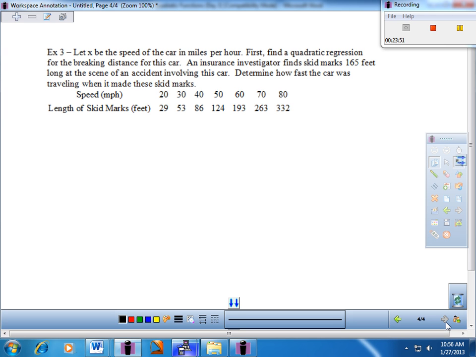Interesting. And then an insurance investigator finds skid marks 165 feet long at the scene of an accident involving this car. Determine how fast the car was traveling when it made these skid marks. Wow, fascinating. Well, let's do a couple things first here. Just didn't give you a ton of info to work on. But it looks like the length of the skid marks is dependent on the speed. So I've got x for the speed and y, the length of those marks right there.